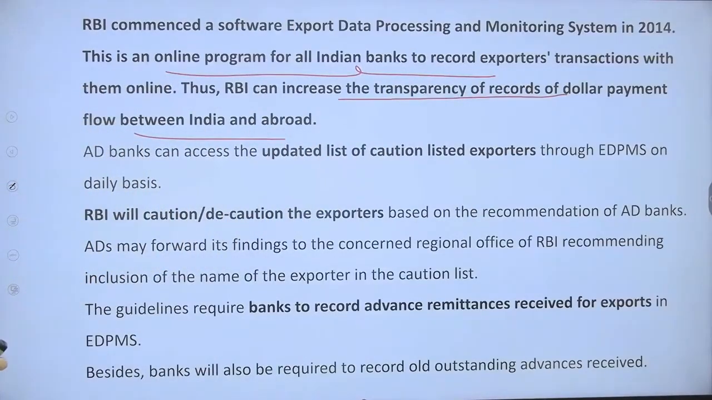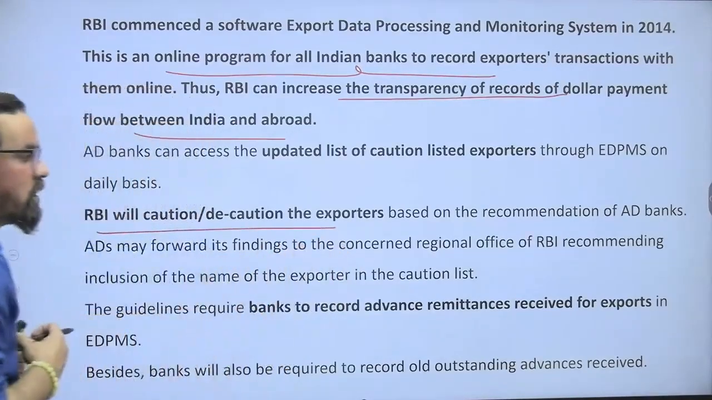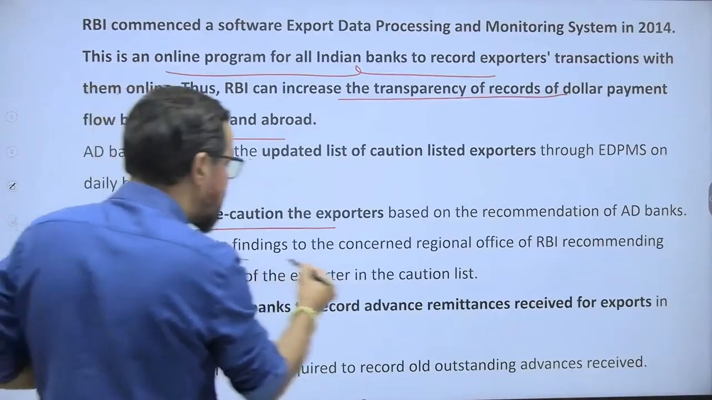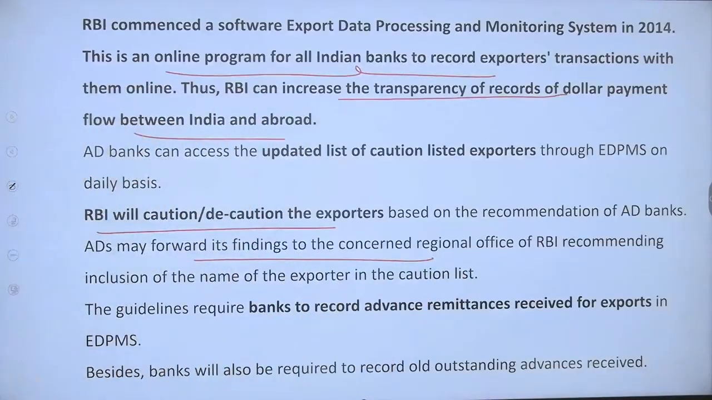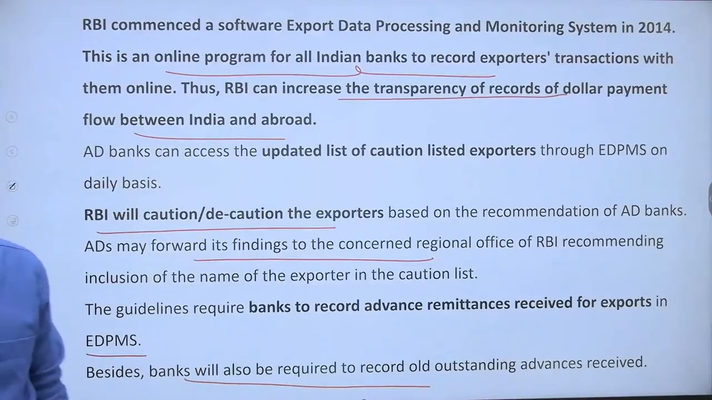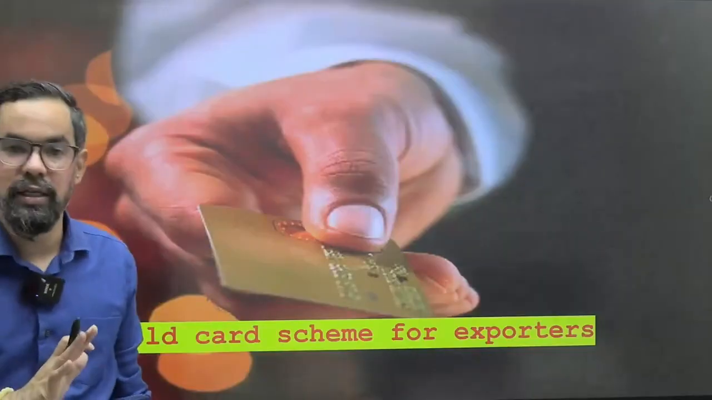Authorized dealer banks can access the updated list of caution-listed exporters through EDPMS on a daily basis. RBI will caution and decaution exporters based on the recommendations of the authorized bank. Authorized dealers may forward their findings to the concerned regional offices of RBI, recommending inclusion of the exporter's name in the caution list. The guidelines require banks to record advance remittances received for exporters in EDPMS. Banks are also required to record old outstanding advances received. If they are receiving some old outstanding balances, they again have to record them on this platform.